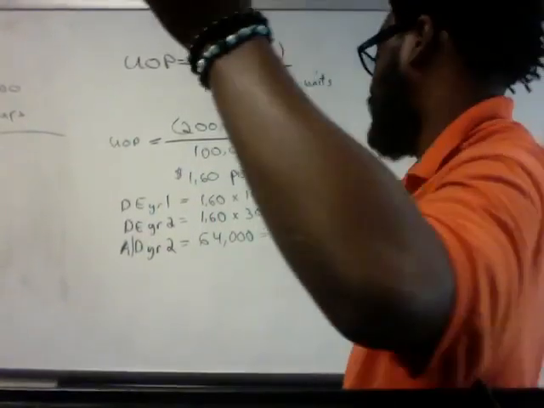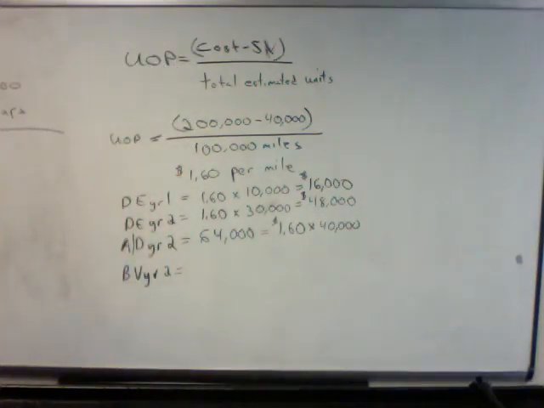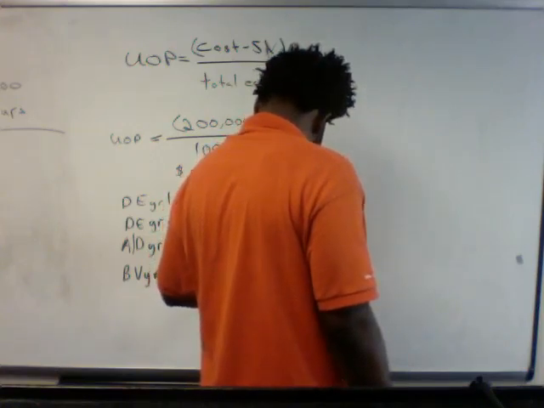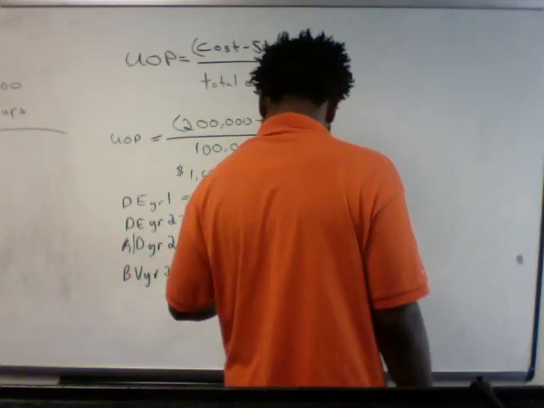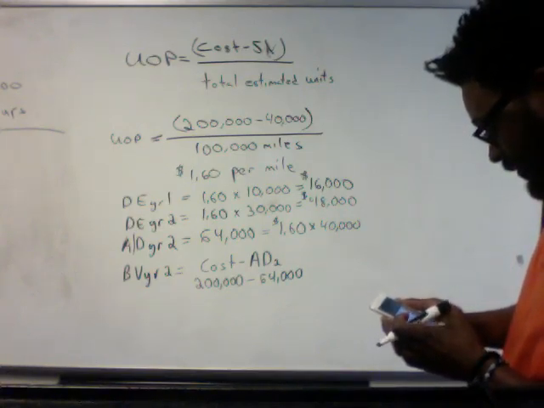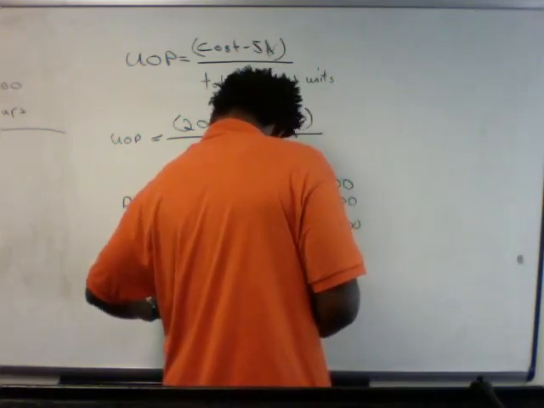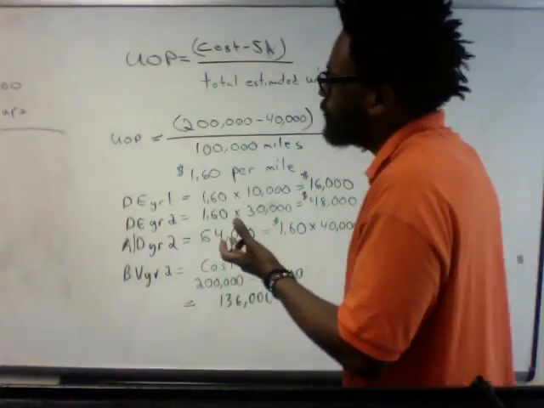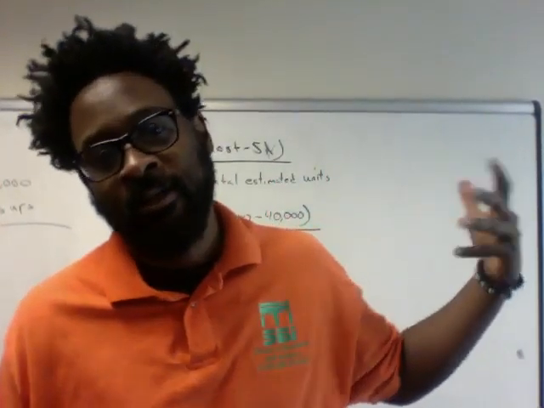Okay? And so lastly, based on that, I could also find out what my book value is for year two. And we know that our book value formula is cost minus accumulated depreciation for year two. So we know our cost is still $200,000. And we know our accumulated depreciation for year two, we calculated, was $64,000. So if we take the cost, $200,000, minus the $64,000, that gives you $136,000. Okay? So again, this is your units of production formula, and this is how you will go about getting the information needed to make the appropriate adjustments in financial reporting, okay?